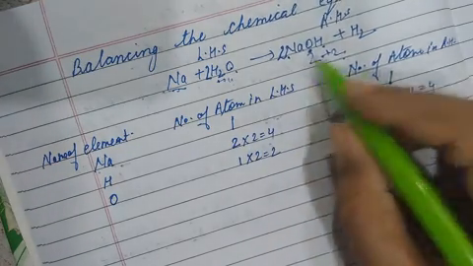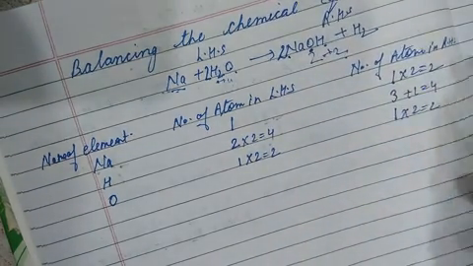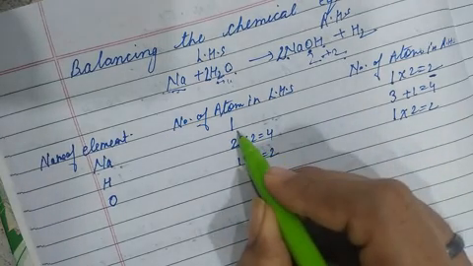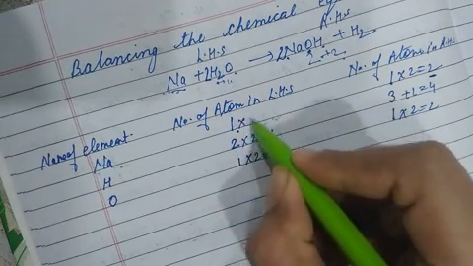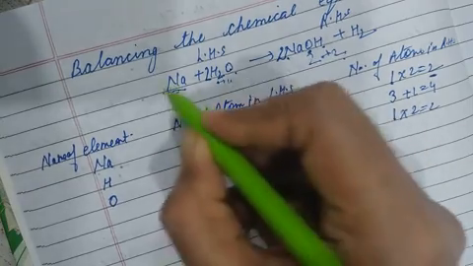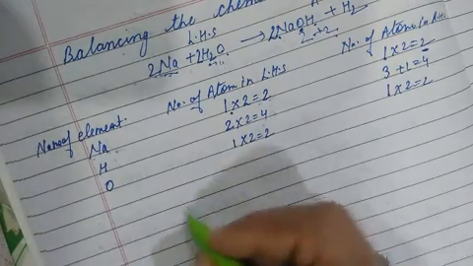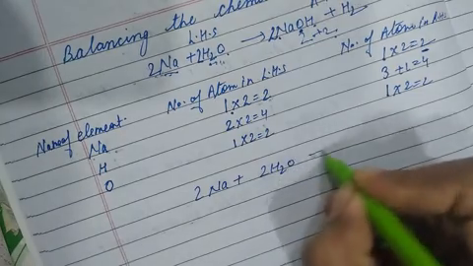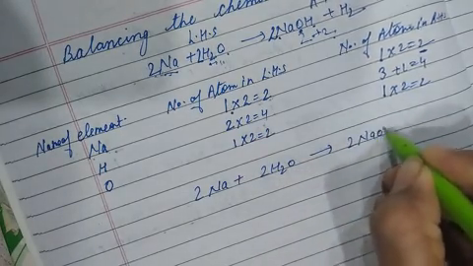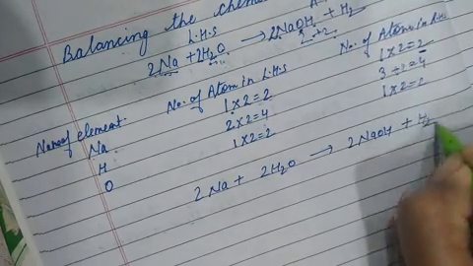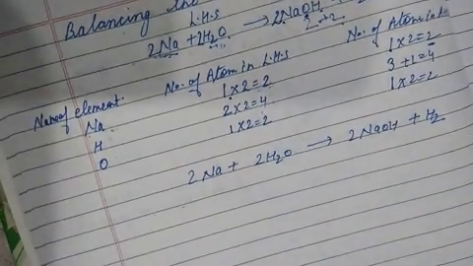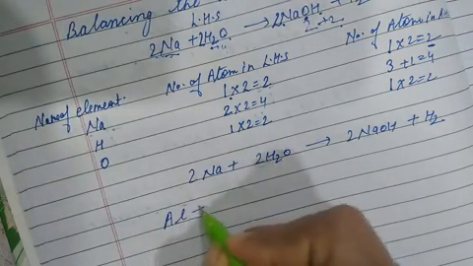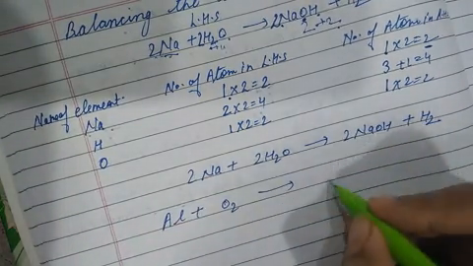You multiply by 2. So the number of atoms of sodium in RHS side is 2, but in LHS side is only 1. So what will we do? Yes, multiply by 2. So balance the chemical equation: 2Na plus 2H2O gives 2NaOH plus H2. Understand?